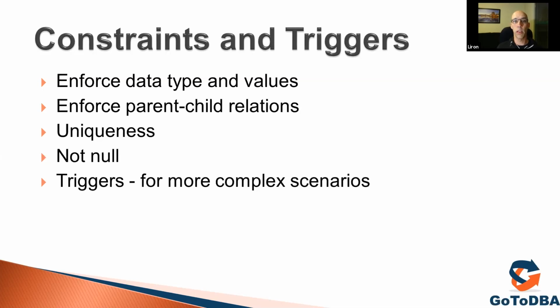Also, foreign keys will enforce parent-child relationships. Unique keys and not null constraints will enforce uniqueness and not null. If you have more complex scenarios, you can always use triggers to validate that the data is correct and the integrity is kept. This is also part of how we maintain the integrity of the data. In some cases, I will change the table structure just so as not to need very complex triggers. In other cases, I will say, okay, I'm willing to live with very complex triggers, and this is how I want to design my tables.